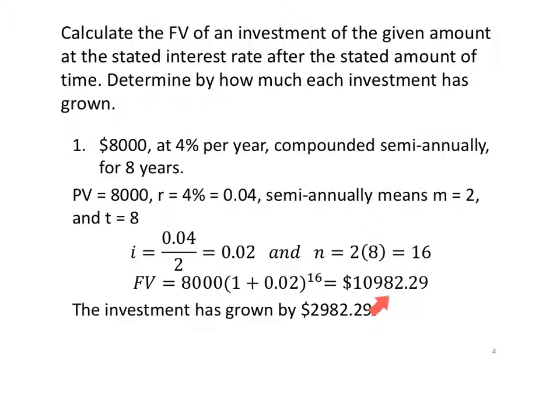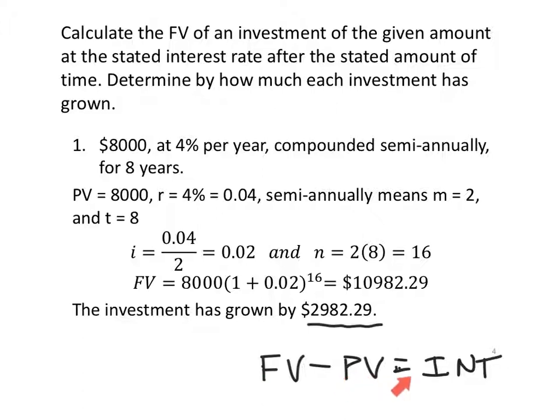We now have $10,982.29. The amount the investment has grown by is future value minus the present value, which equals the total amount of interest earned. Keep in mind INT was a value that we used for simple interest, but if we use it for interest in general, the same is true. The amount we have in the future minus what we started with will always be the amount of interest that we've earned.